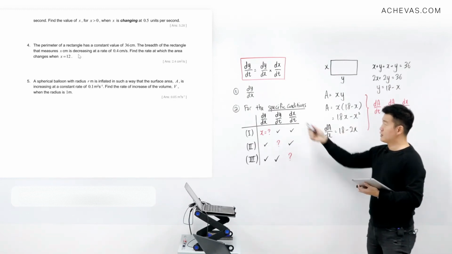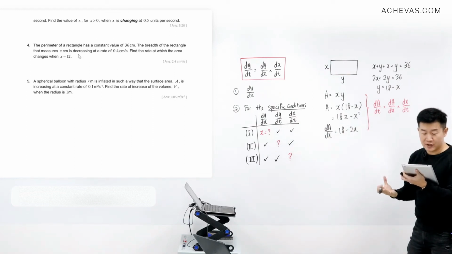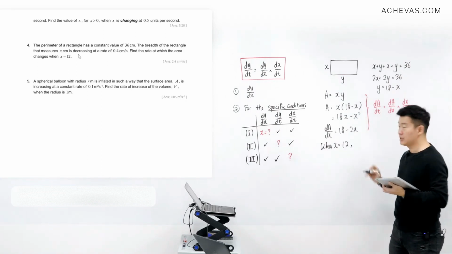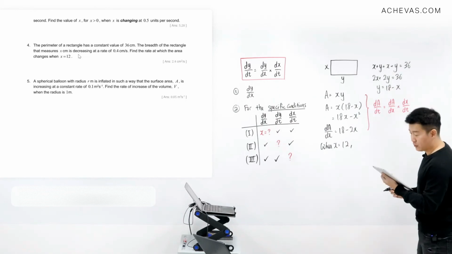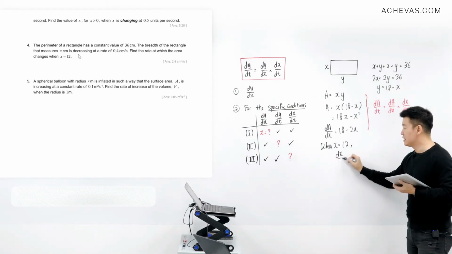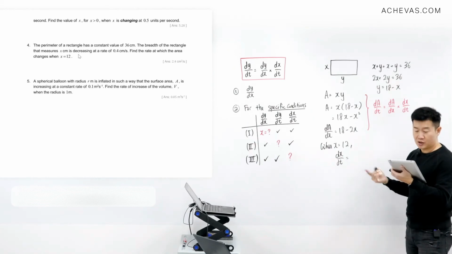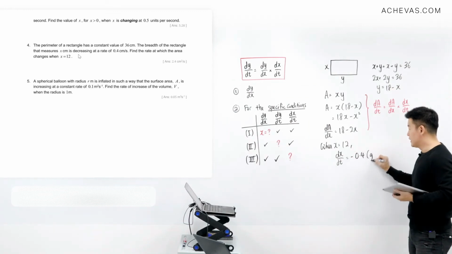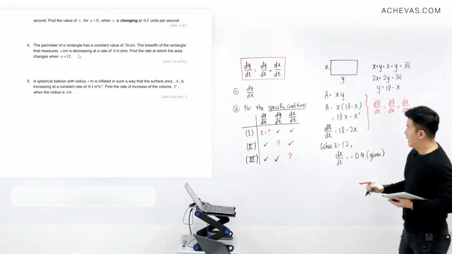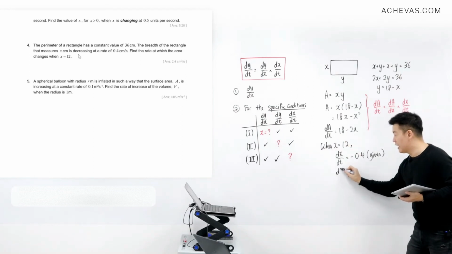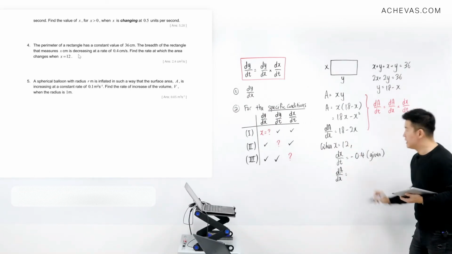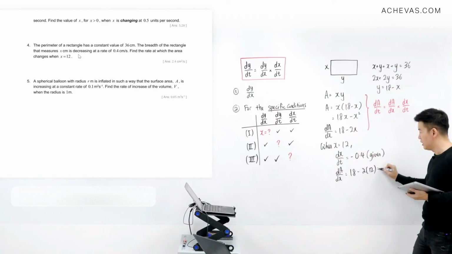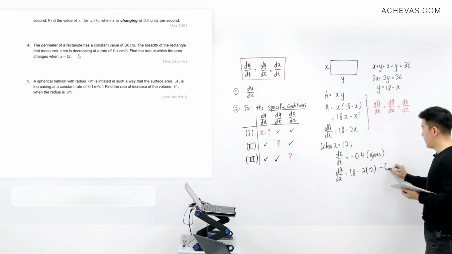And what we want to do next is to highlight the specific condition where the unknown is supposed to be found, and that is when x is equal to 12, according to the question. So when x is equal to 12, we are given that dx/dt, the rate of change of x, according to the question, x is decreasing. So minus, decreasing at a rate of 0.4. So this is given to me by the question. And we're going to next find what is dA/dx. dA/dx is going to be equal to 18 minus 2 times x, which is 12 over here. So dA/dx is equal to minus 6.